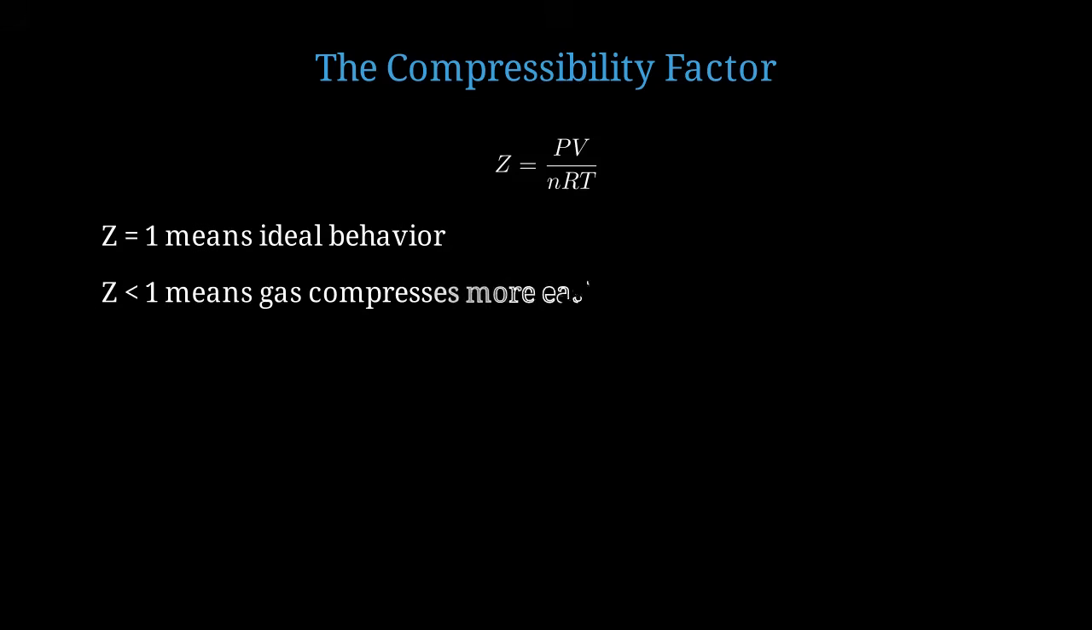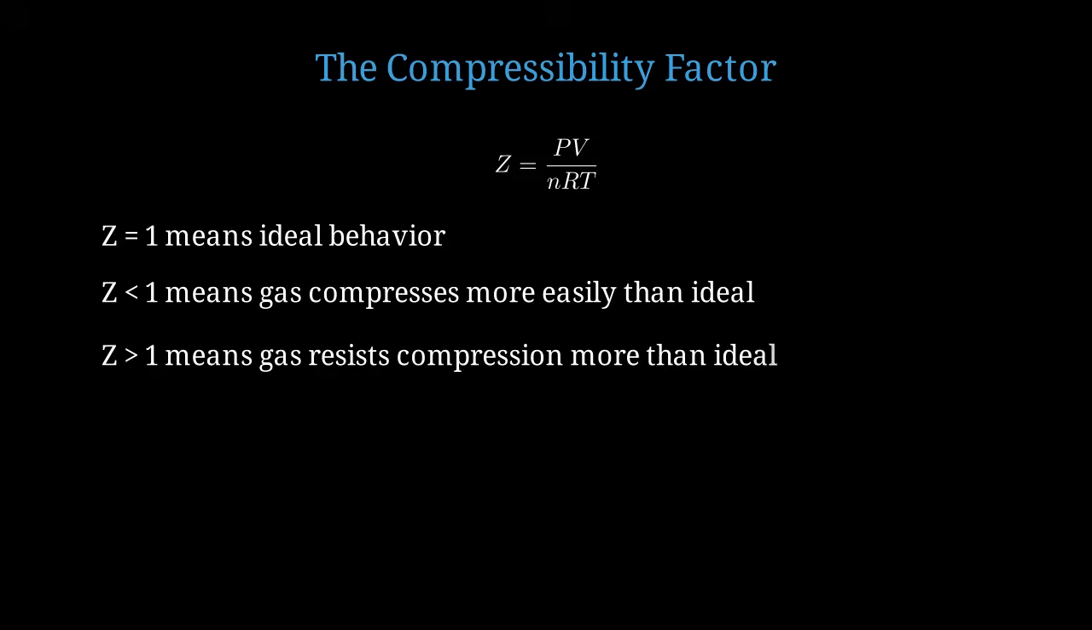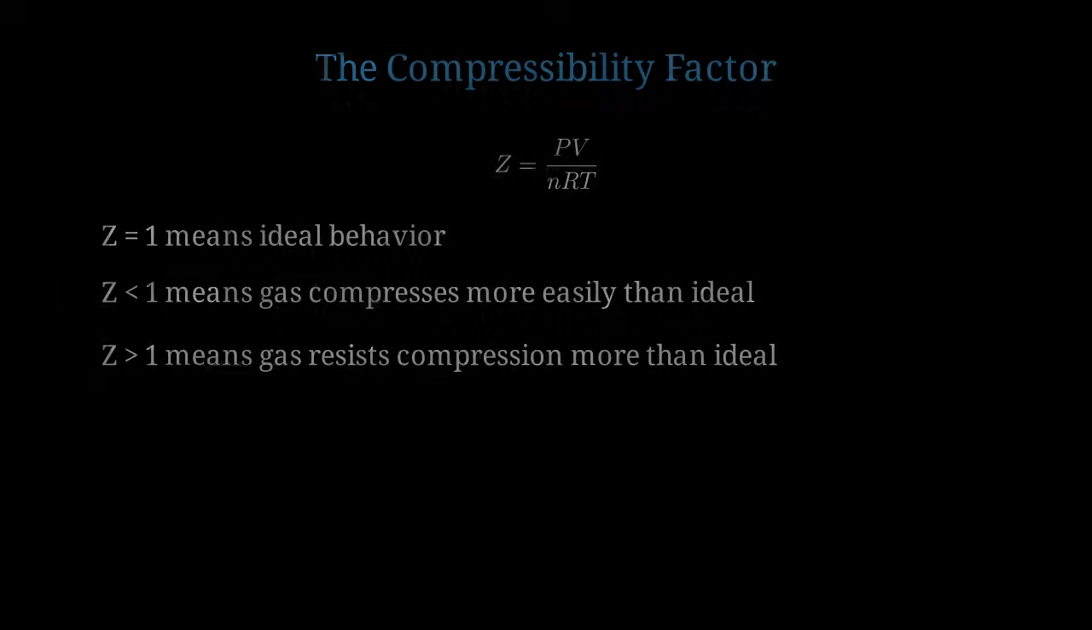When Z is less than 1, the gas compresses more easily than predicted. This happens at moderate pressures where attractive forces dominate. When Z is greater than 1, the gas resists compression more than predicted. This happens at very high pressures where molecular volume dominates.